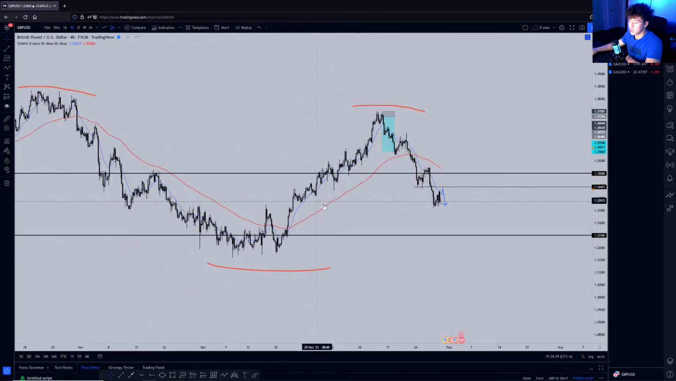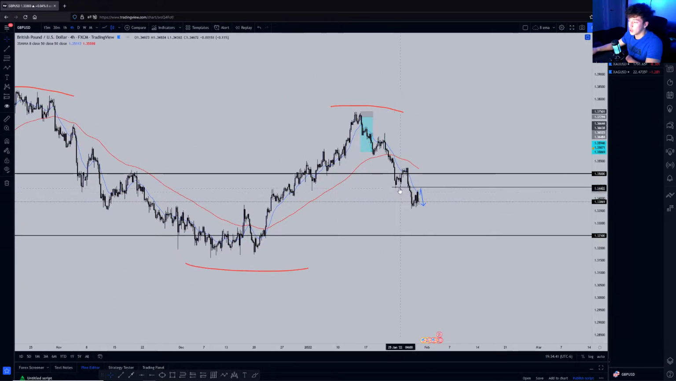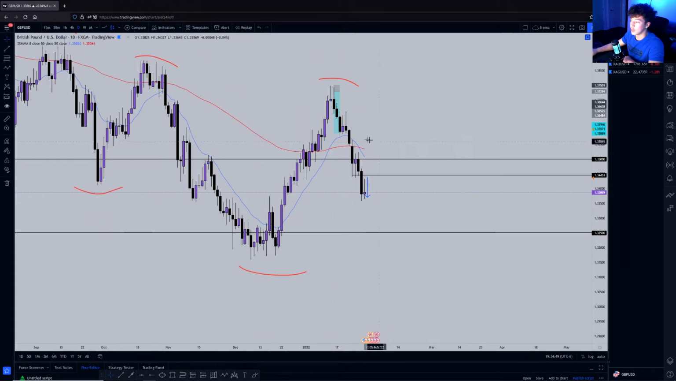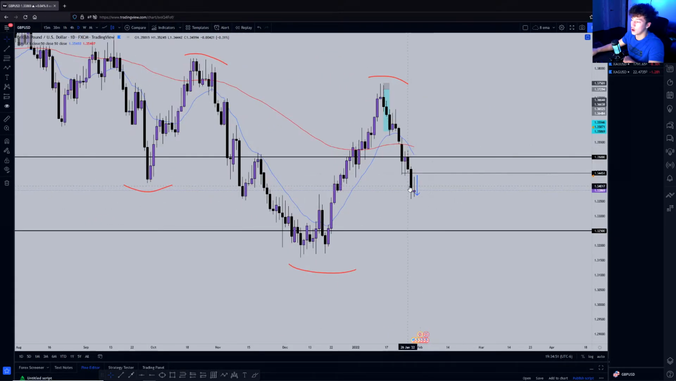I want to see price come back up to this general area here, because we'd be retesting a previous structural level of support acting as resistance. Notice how price on our daily time frame did close below our psychological level over here, and we continued on. We did get this wick fill right here, which shows me that we could have potentially missed this entry right here.